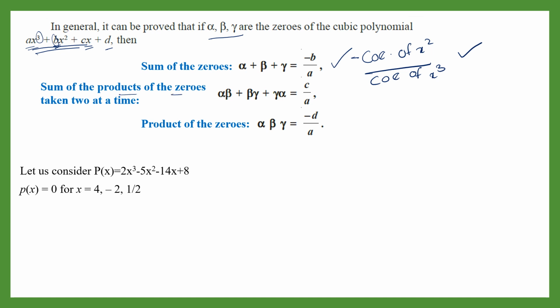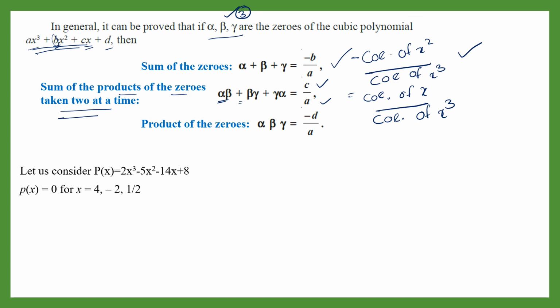Then the sum of the products of zeros taken 2 at a time. Here there are a total of 3 zeros. If 2 zeros are taken at a time, multiplied, and then summed up, alpha beta plus beta gamma plus gamma alpha is equal to c by a. C by a means the coefficient of x by a, and a is the coefficient of x cube. So alpha beta plus beta gamma plus gamma alpha is the coefficient of x divided by the coefficient of x cube.